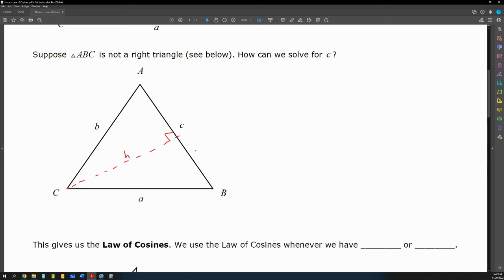So I notice that this breaks up this overall triangle ABC into two right triangles. I also notice that it separates segment AB into two segments. Let's call that top segment X. Then that bottom segment must be the quantity C minus X. Okay? So we've got these two right triangles.